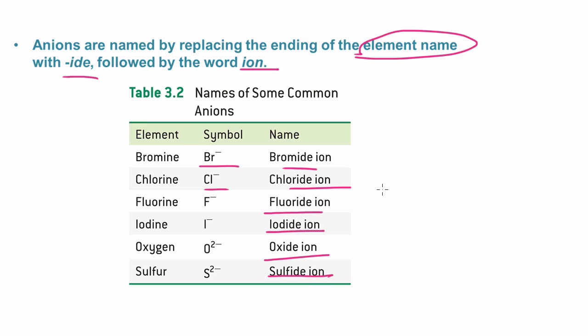Let's take a look at this one. What would the name of this ion be? Well, this occurs when selenium gains 2 electrons. This would be the selenide ion.